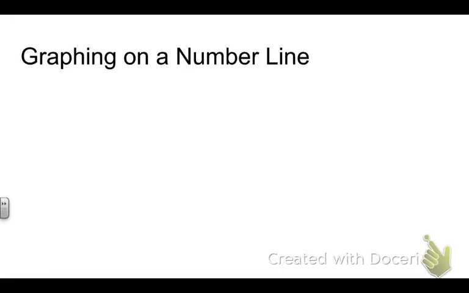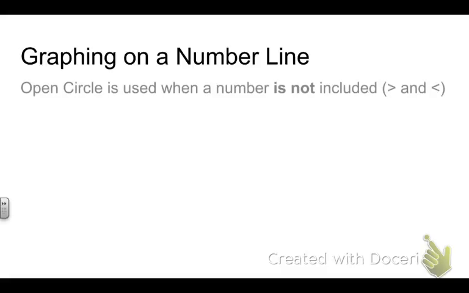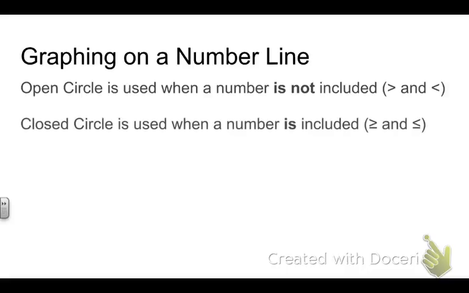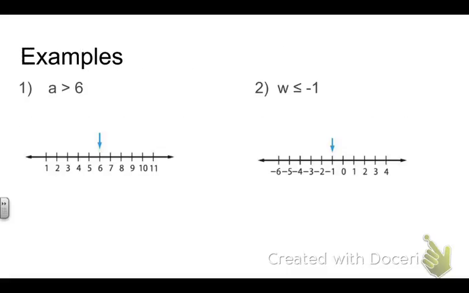Finally, I want to look at graphing on a number line. So when we graph, we're going to use one of two things to plot our point. We're going to use an open circle if the number is not included. This is if it is greater than or less than. And we're going to use a closed circle, we're going to fill in that circle, when the number is included, if it can be equal to: greater than or equal to, or less than or equal to. So a couple of examples here.